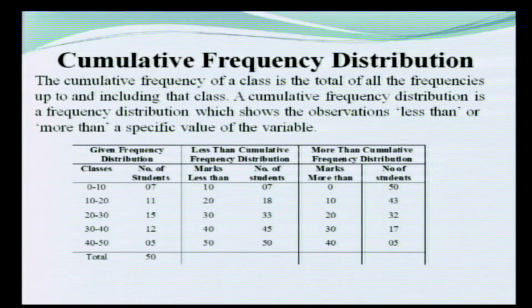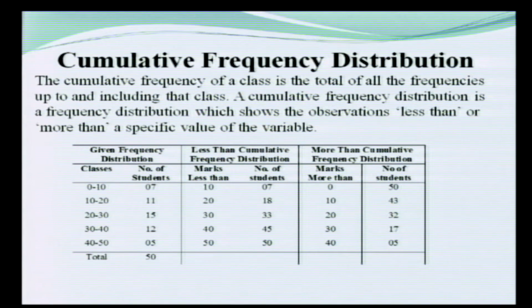So there are two kinds of cumulative frequency distribution. The first one is the less than cumulative frequency distribution and the second one is the more than cumulative frequency distribution. The less than frequency distribution starts from 0 to 10, and the frequencies of the next classes are added to that one, so the cumulative frequency of the last class will be the total frequency, capital N. And then the more than cumulative frequency distribution, which is also called the more than ogive.